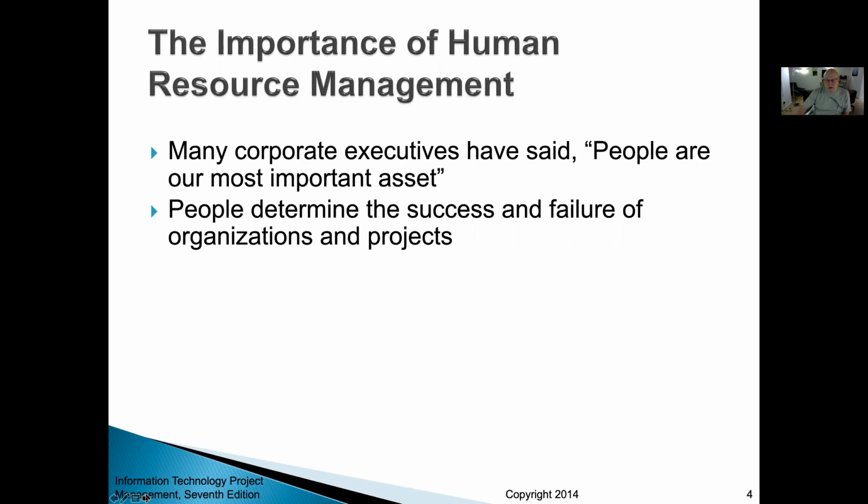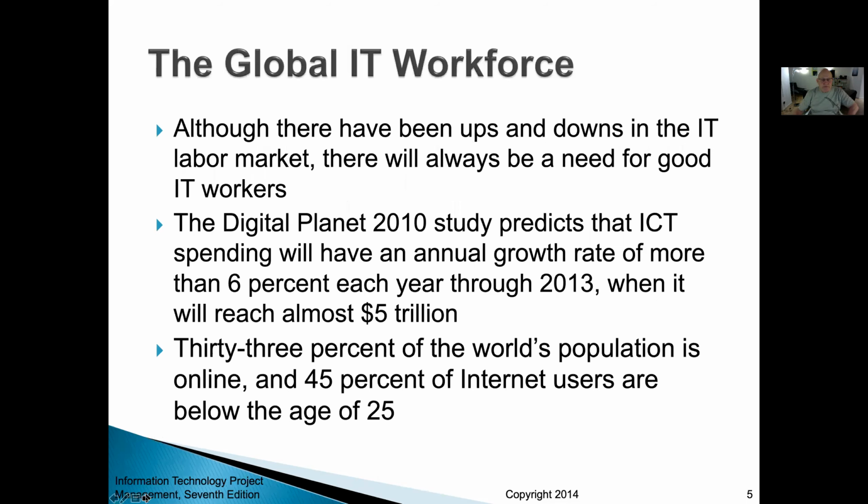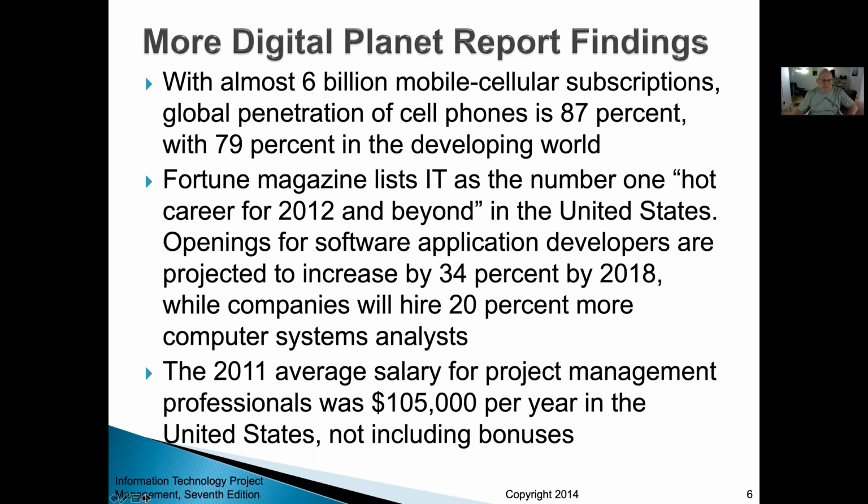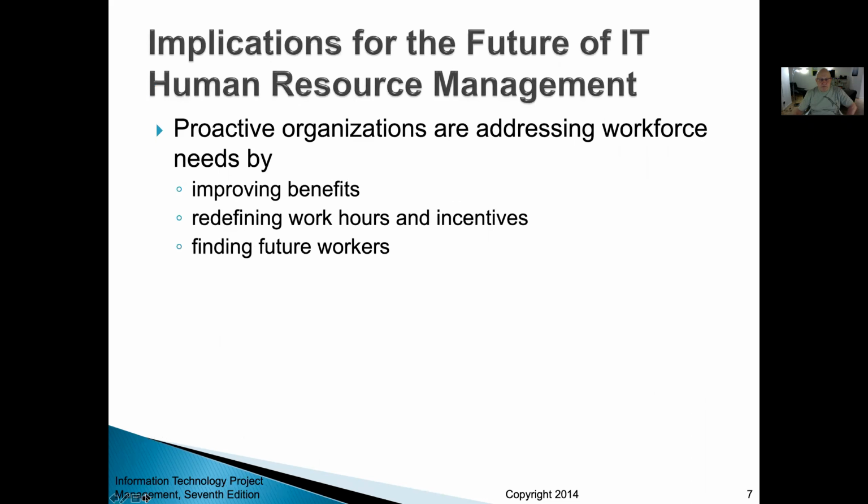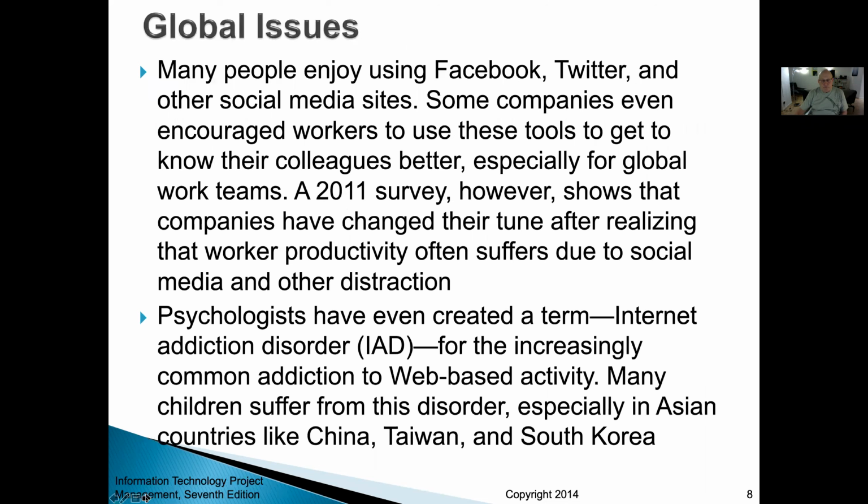So, importance of human resource management. People are our most important asset. People determine the success and the failure of organizations and projects. Proactive organizations are addressing workforce needs by improving benefits, redefining work hours and incentives, and finding future workers. A lot of your social networks are used, such as Facebook and Twitter.